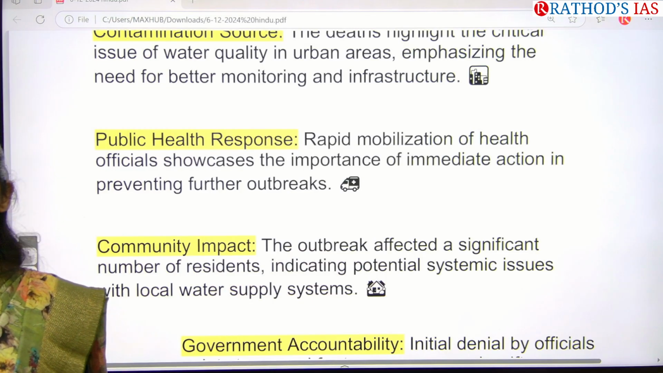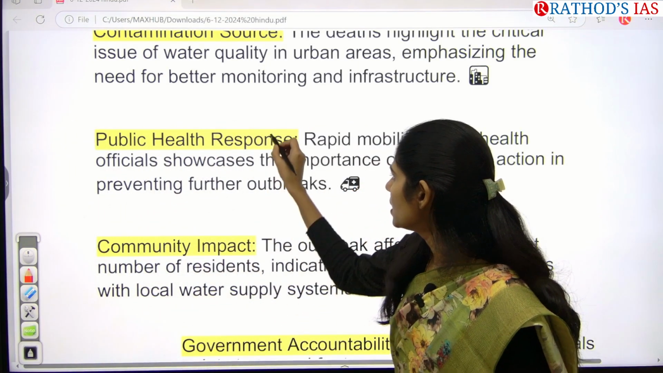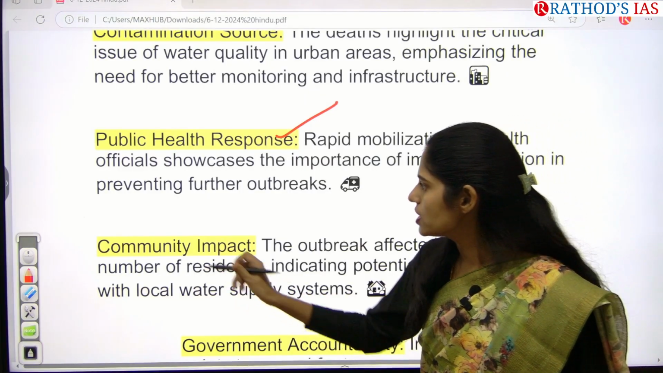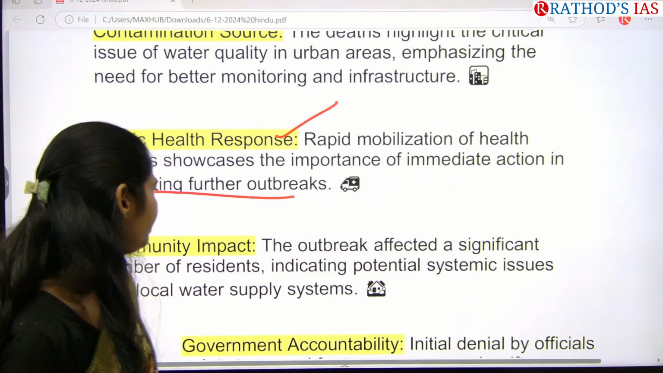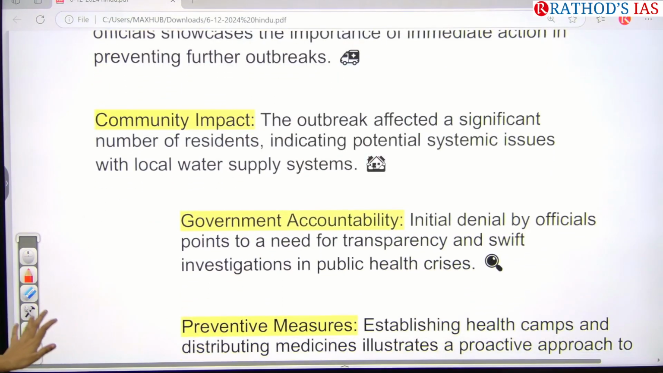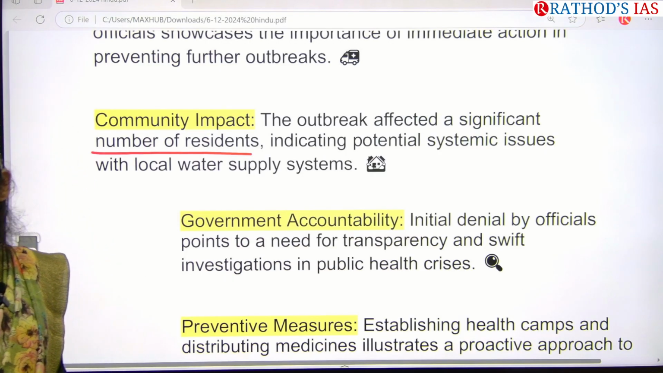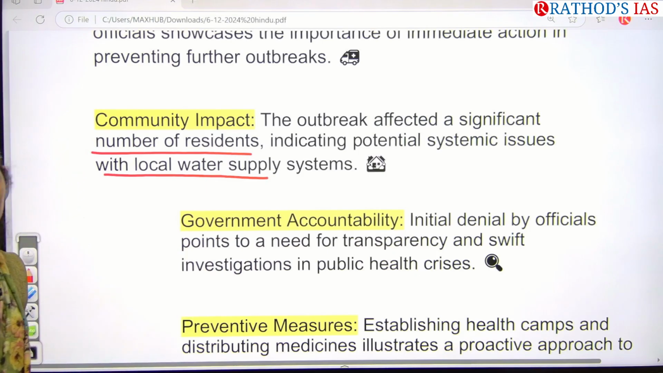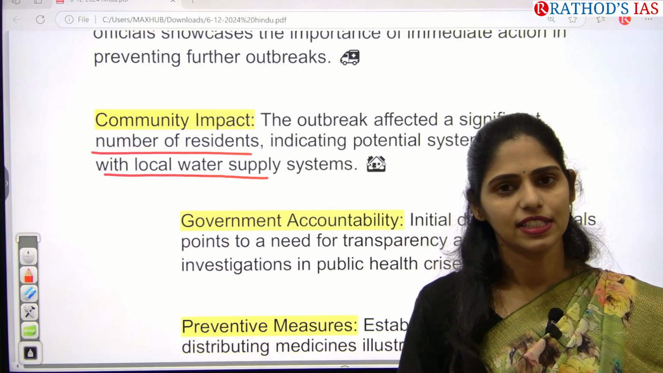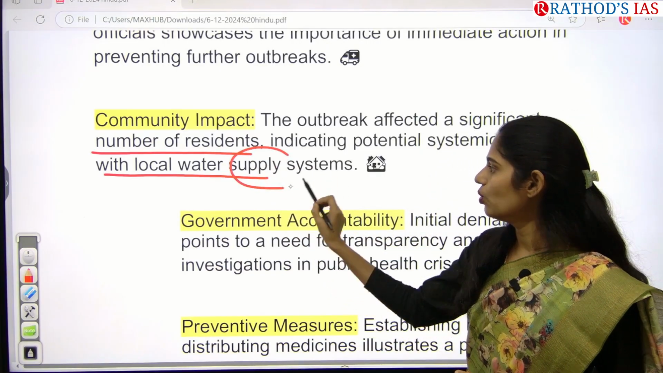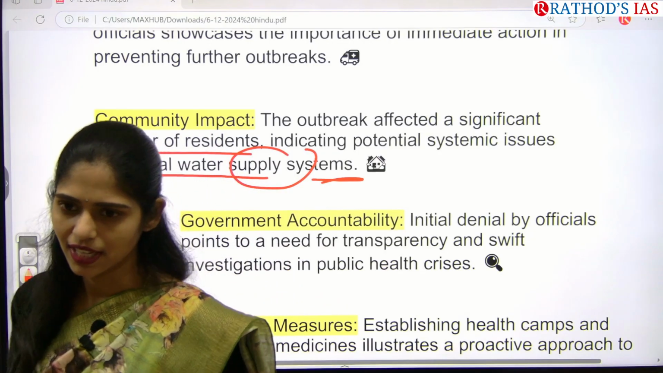That means in future we may expect that the death rate will obviously increase if we are not taking certain steps. Because of this, we now need an urgent public health response so that we can prevent these kinds of outbreaks further, not only in that area but in other areas as well. And next, this outbreak affected whom? A significant number of residents, indicating that there are a lot of systemic issues in our local water supply system. Because of this huge range of contamination of water and water related diseases and symptoms, we can understand what the local supply systems are like. We do not have good infrastructure in that local water supply system.